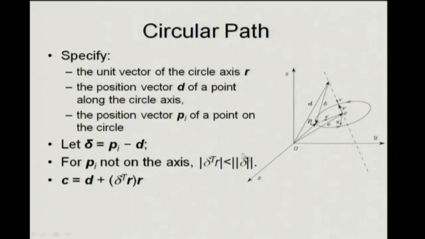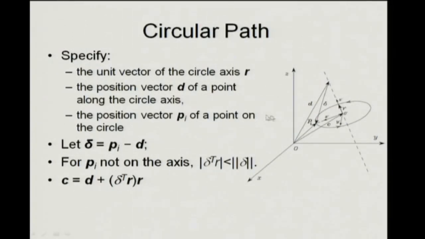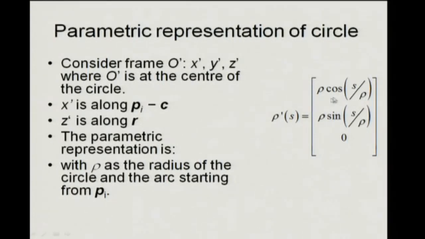Now, this is not a parametric definition of the circle. There are too many parameters, right, r, d, pi. So the idea is that if I fix a coordinate frame where the z prime axis goes along this, the x prime axis goes along this, the y prime axis is trivial, right. So in this coordinate system, the circle is very easily defined, right.